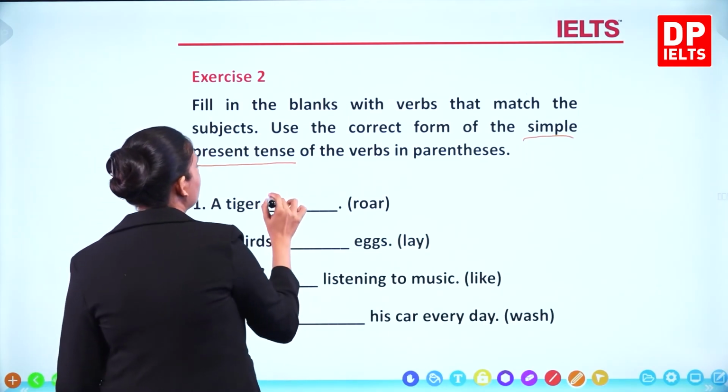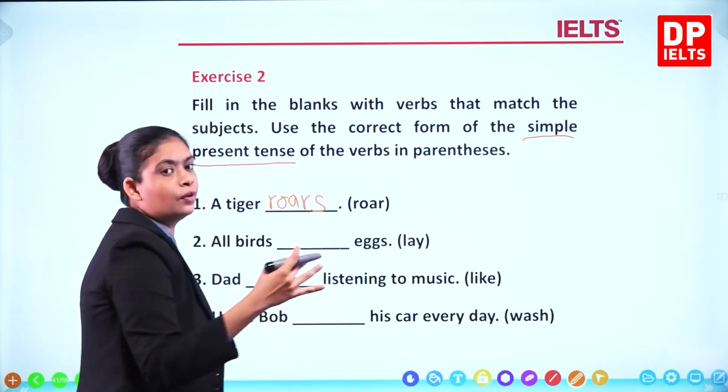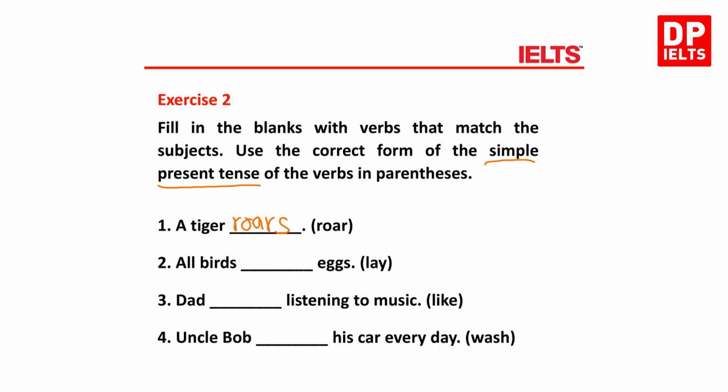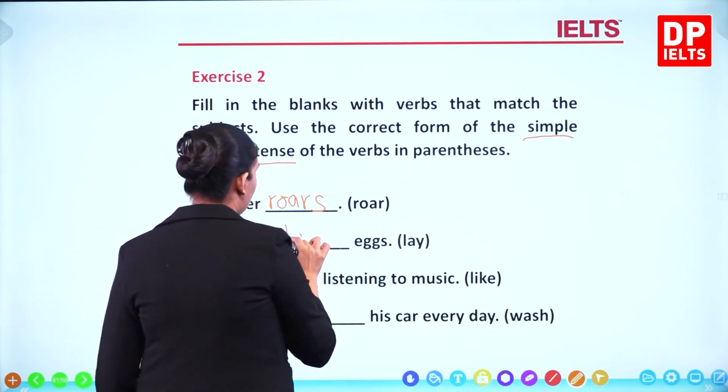A tiger roars. Tiger என்பது singular. So நாங்க ஒரு singular verb யூஸ் பண்ணணும். அதனால இங்க s form வரும். அதாவது புலி கர்ச்சிக்கும்.